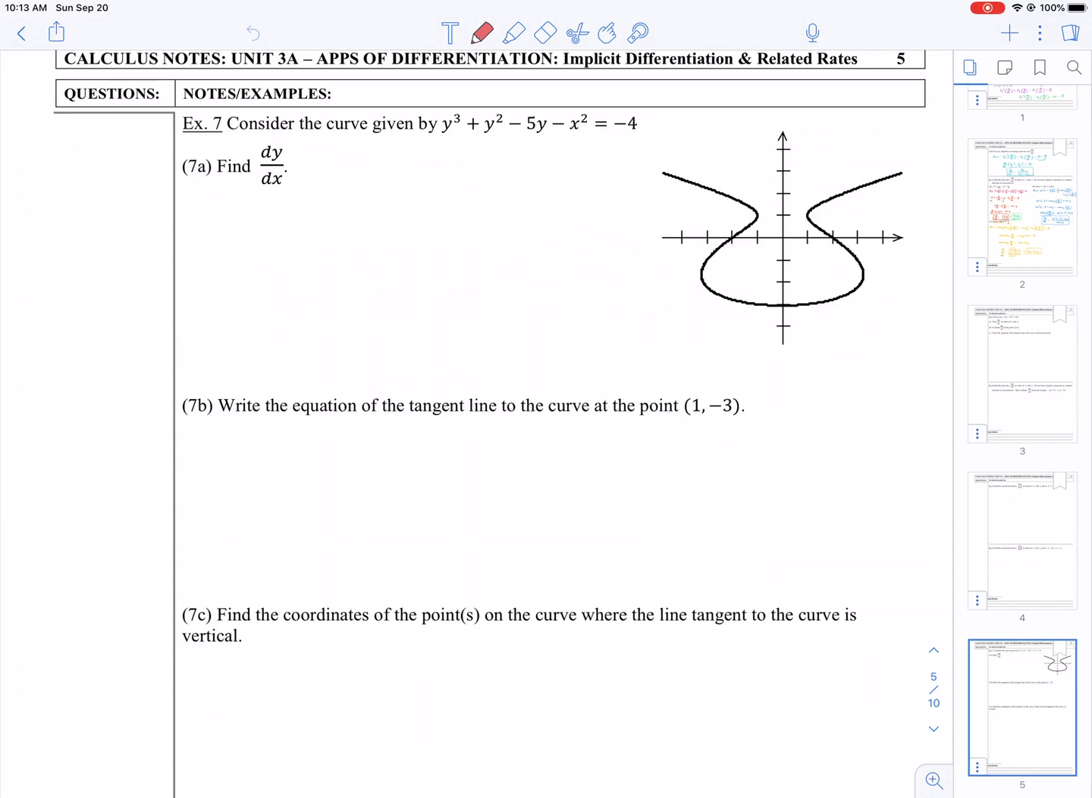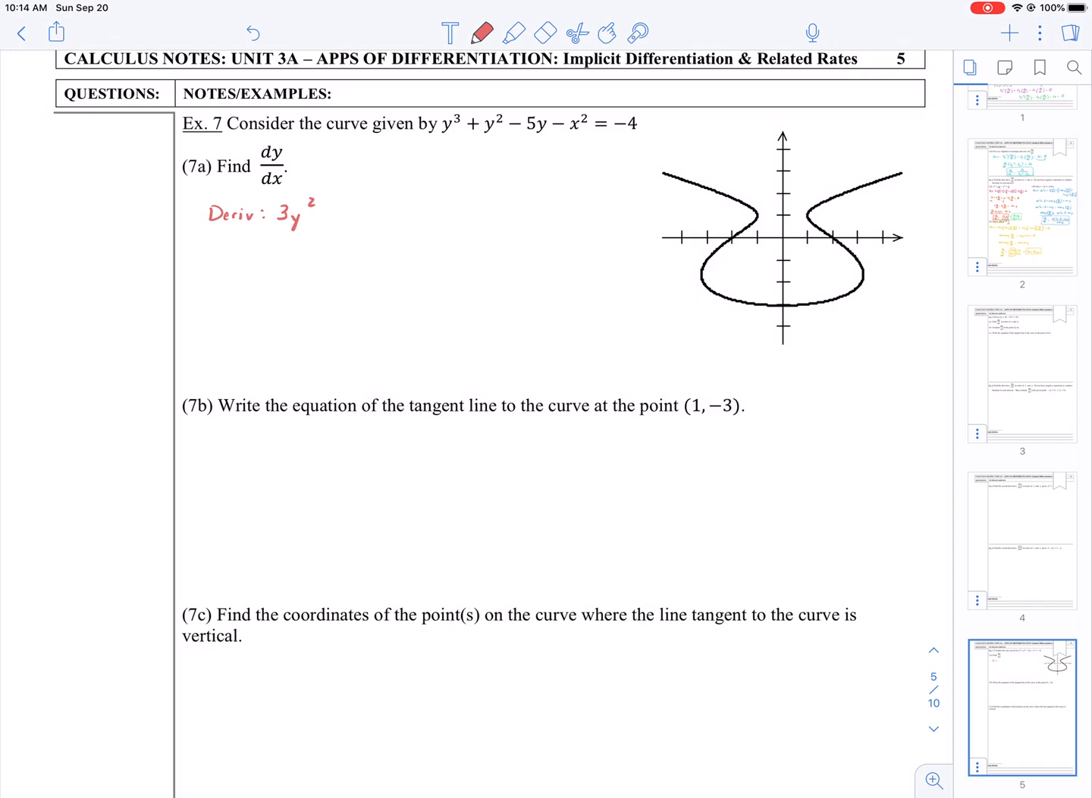This is a good application for implicit differentiation because obviously I'm looking at a situation where this is not a function. This is not in a y equals form, but it is a curve, so it does have slope. So this is a good opportunity for us to practice our implicit differentiation. First, we're going to find dy/dx. So of course, I am going to do this implicitly.